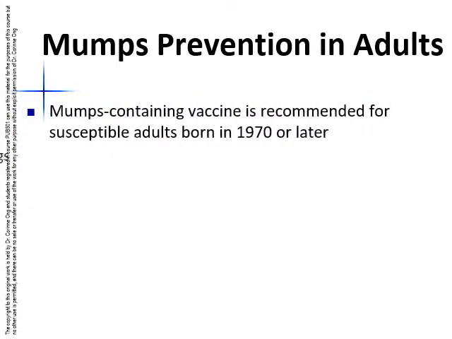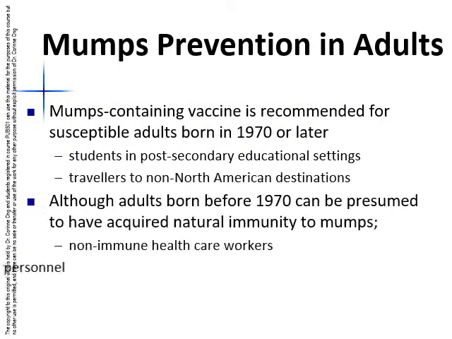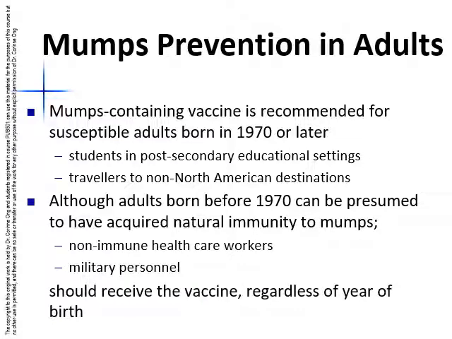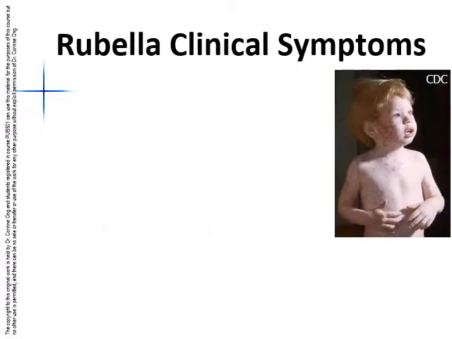The mumps-containing vaccine is recommended for susceptible adults, such as students in post-secondary education settings and travelers to non-North American destinations who are born in 1970 or later. Although adults born before 1970 are presumed to have acquired natural immunity to mumps, the vaccine should be administered to several occupational and recreational groups, such as non-immune healthcare workers and military personnel, regardless of when they were born.